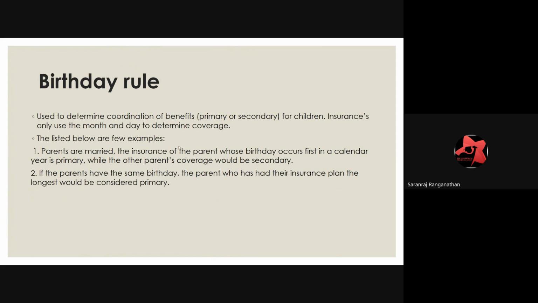So here also, this is the beneficiary for the birthday rule. If they are covering primary and secondary, based on that they are considering the patients coming under primary and secondary. So the parent who has the birthday first in the calendar year should be the primary parent, and the second one is the secondary. And if in case both are on the same day, whoever has been longest in the insurance plan is considered as primary.